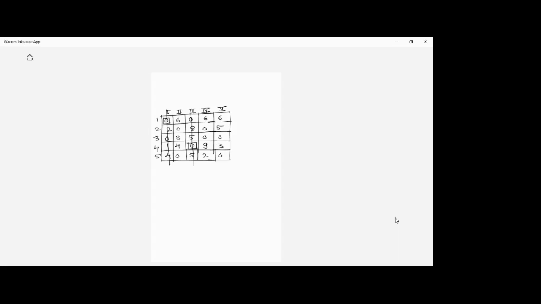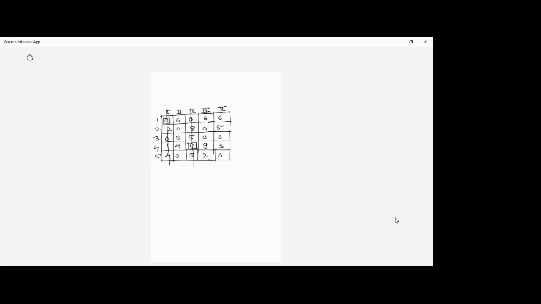Column number 2 consists of 2 zeros, not possible. 3 is already cancelled. 4 consists of 2 zeros, not possible. And 5th consists of 2 zeros. Again, it is not possible. So again, column scanning also. Again, after column scanning, we'll have to check whether row scanning is possible or not.